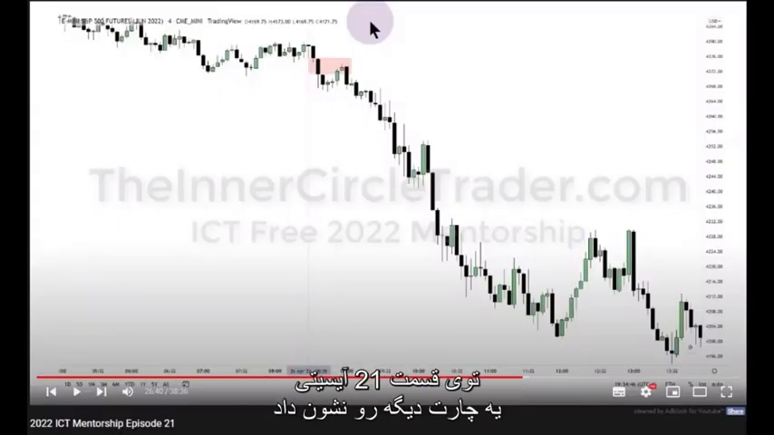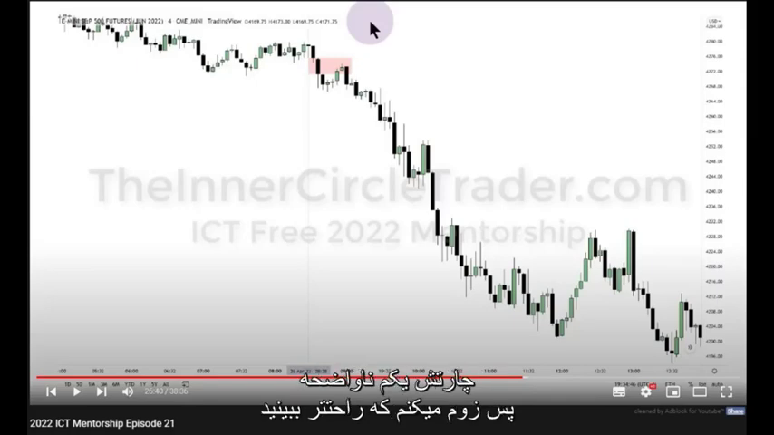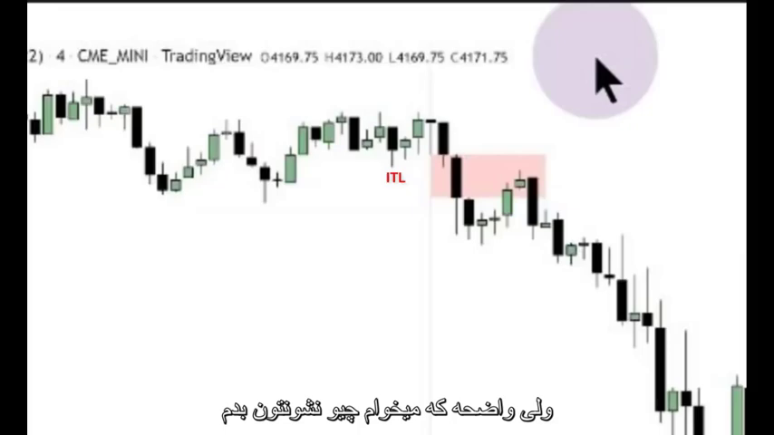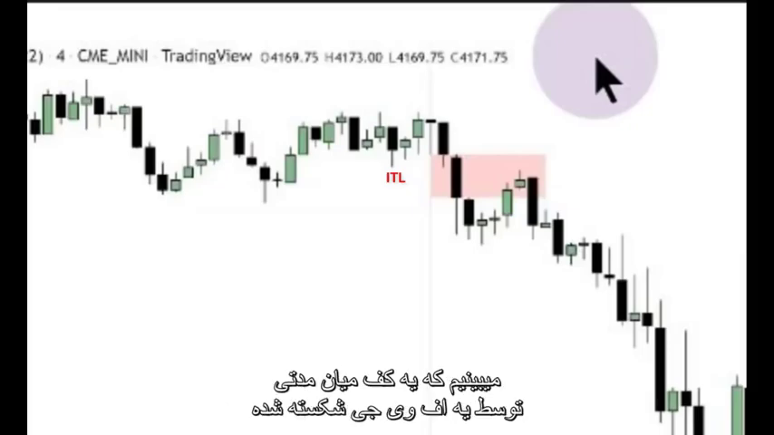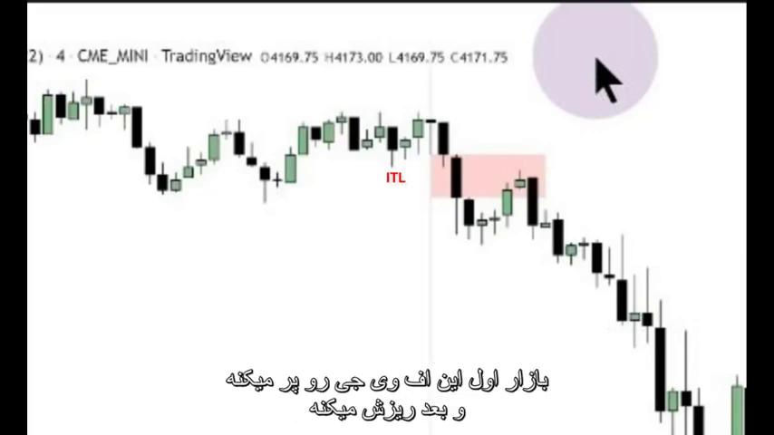In episode 21, ICT shared another chart. It was a bit stretched out, so I'm just going to zoom in, but you can already see what I'm hinting at. We can see an intermediate term low get broken by a fair value gap. The market rebalances this fair value gap before dropping down.